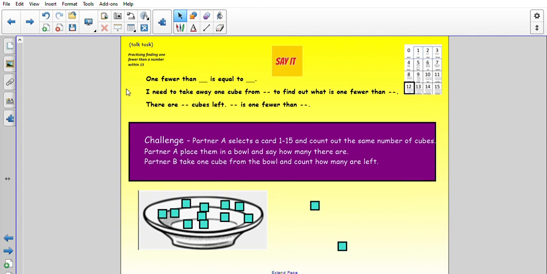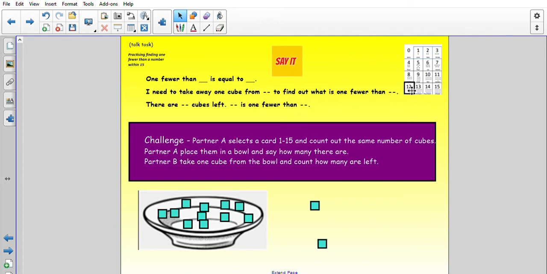Oh, that was difficult. Let's say that one again. I need to take away 1 cube from 12 to find out what is 1 fewer than 12, which is what we did, didn't it? We had 12 and we took away 1 to find out what was 1 fewer. And then we can say there are 11 cubes left. 11 is 1 fewer than 12. That's a bit tricky, isn't it?